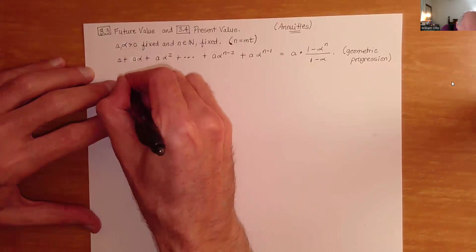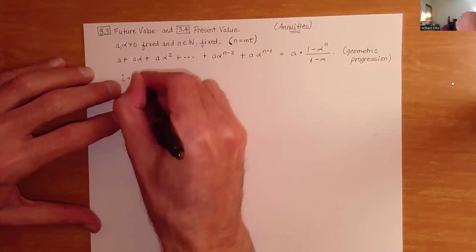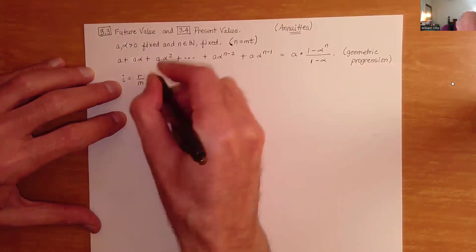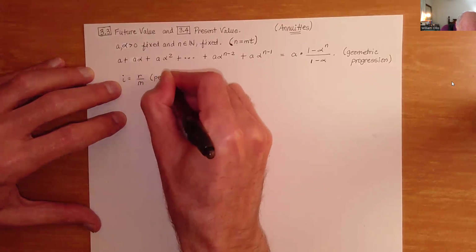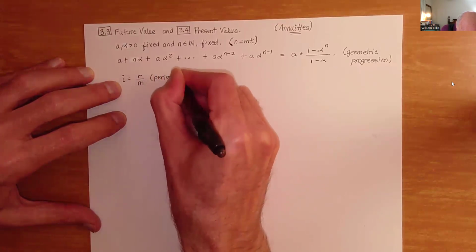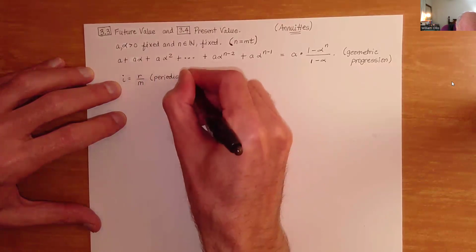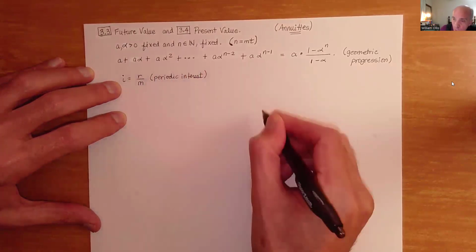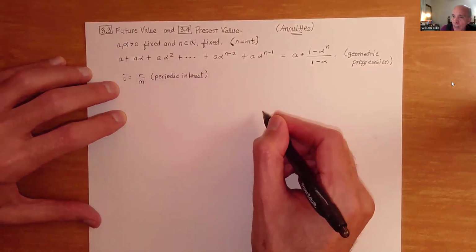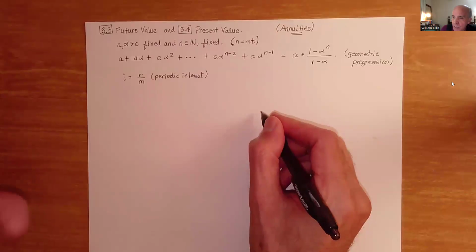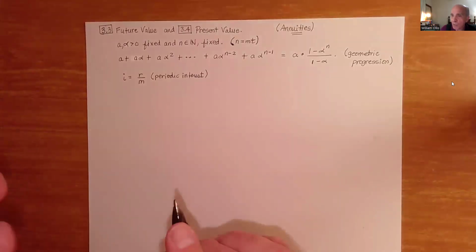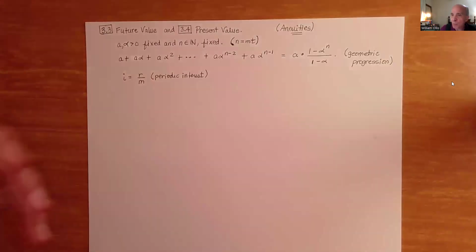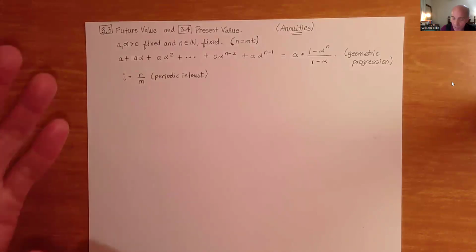So remember, we had I equals R divided by M. And that's what we call the periodic interest. And therefore, in order to compute the compound interest, we had 1 plus I raised to a power, which basically gave us the number of compoundings we were applying to the principal.